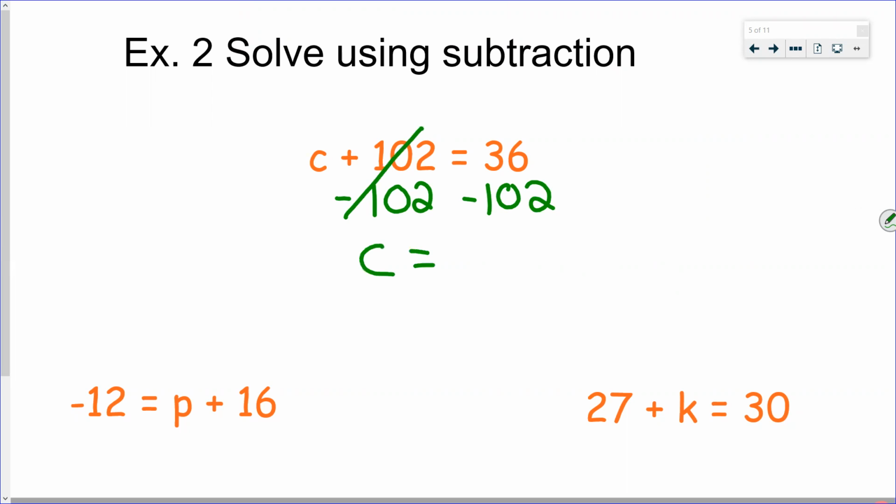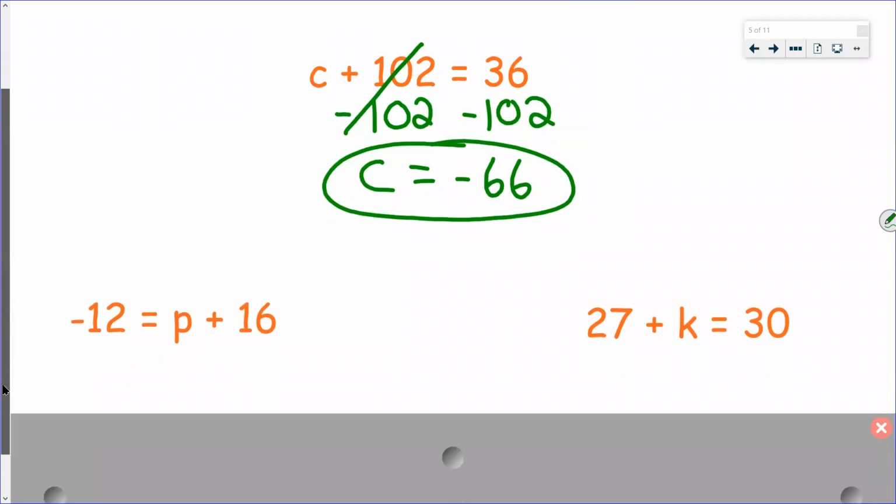And then you get c equals, oh, I gotta do the math. So then we do 36 minus 102, and we get negative 66. Remember, you can plug this back in, negative 66 plus 102, you should get 36. Let's look at our next problem.